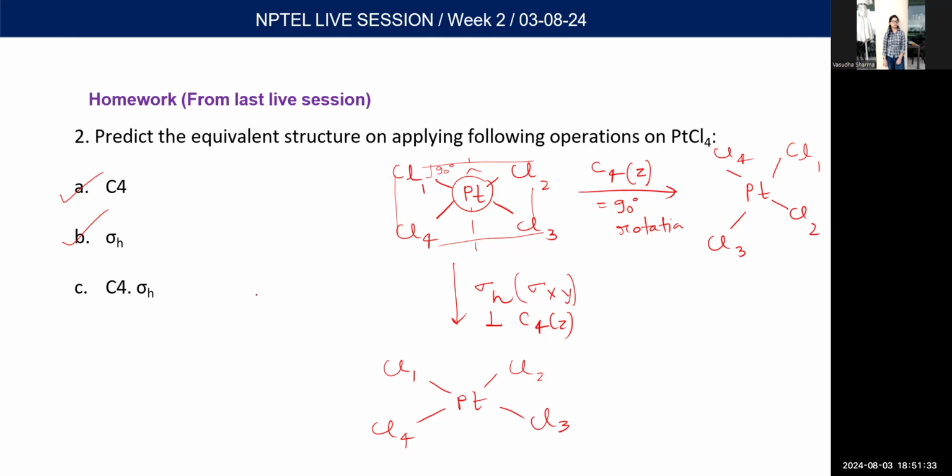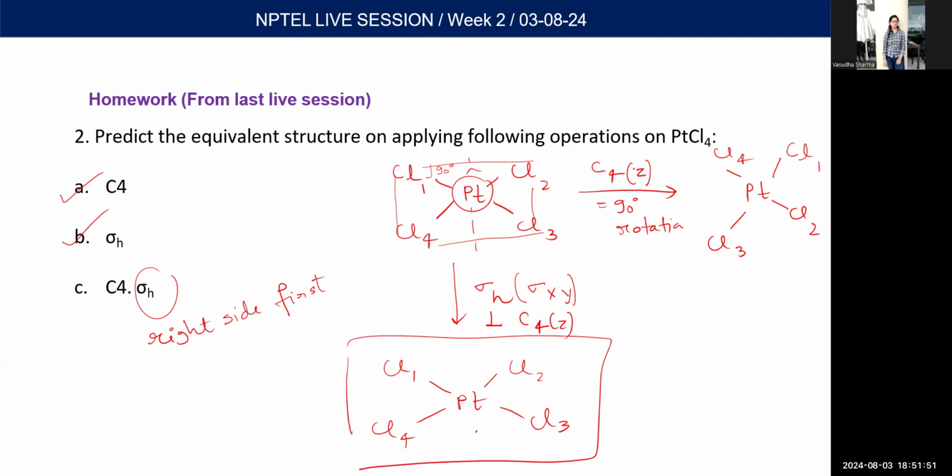Now, what you have to do is apply C4 into sigma h, and we have already read that we have to do the right side first and then the left side. So first apply the sigma h, which we have already done, which is giving me an equivalent conformation. And after that, I'm going to apply the C4, which is giving me this conformation. So ultimately, this is my product. We did it in a similar way. Firstly, we bifurcated it, and then we have C4 into sigma h, and we ultimately got what we have given for the C4 itself. So this was pretty straightforward.